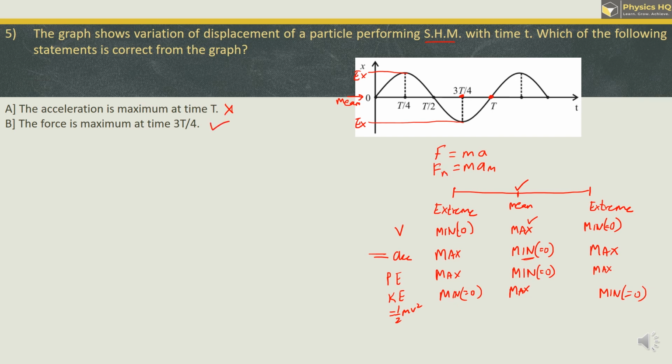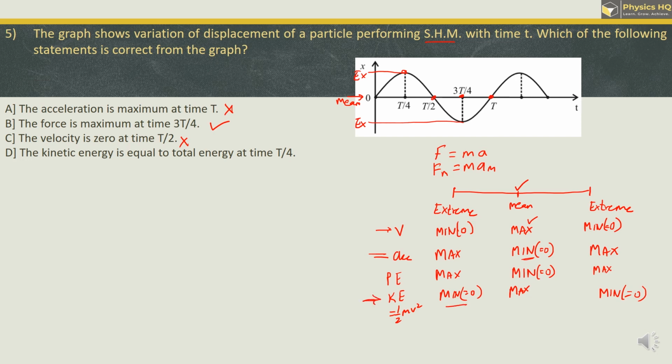Let us quickly see the other two options. The velocity is 0 at time t by 2. So at time t by 2 the particle is at mean position, but at mean position velocity is maximum. So this statement is incorrect. Next, the kinetic energy is equal to total energy at time t by 4. At time t by 4 the particle is at extreme position, and at extreme position kinetic energy is 0. So it cannot be equal to the total energy. It is actually the potential energy which is equal to total energy at time t by 4. So the correct option is only option B.